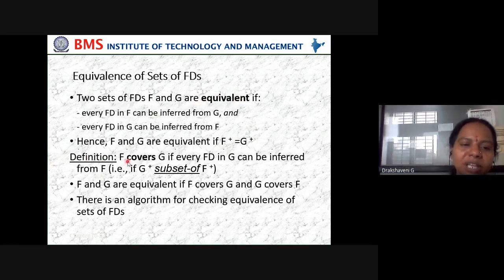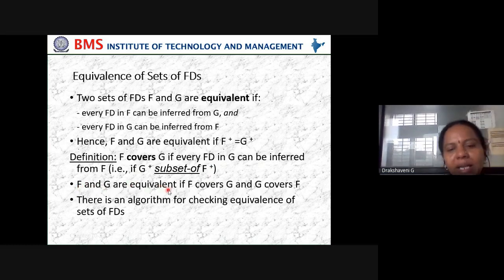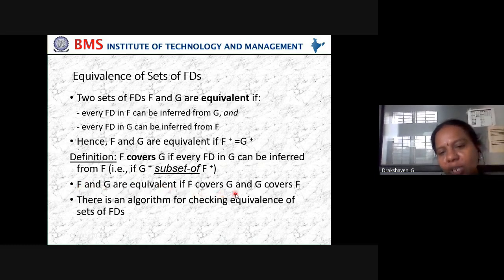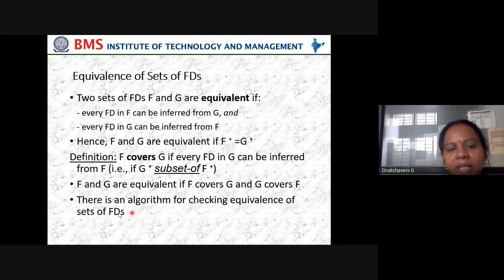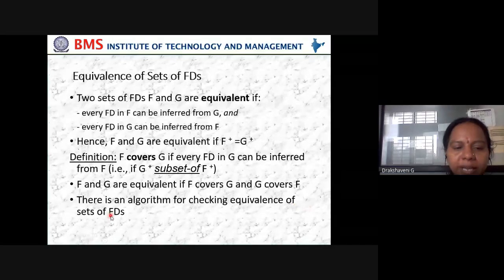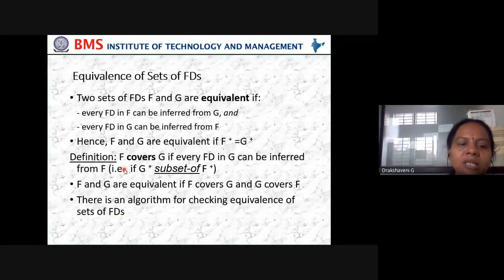Then, definition: F covers G if every functional dependency in G can be inferred from F. That is, if G plus is a subset of F plus. F and G are equivalent if F covers G and G covers F. There is an algorithm for checking equivalency of sets of functional dependencies. So that is equivalence of sets of functional dependencies.